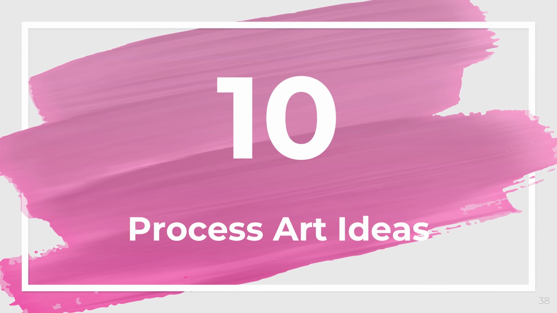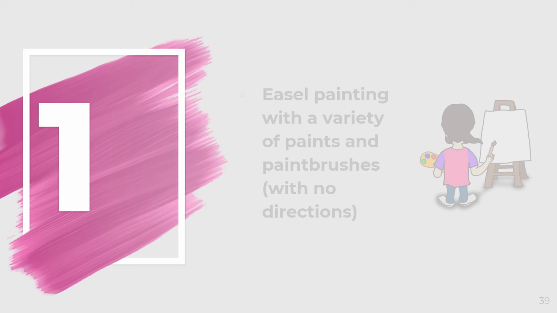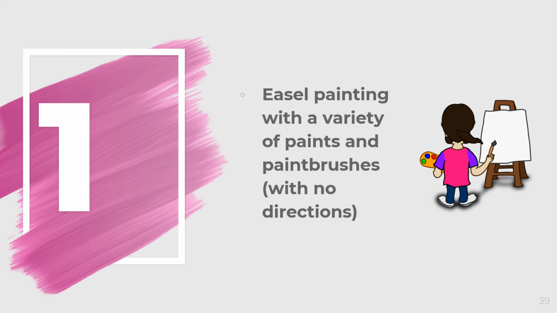All right, next we're going to look at 10 additional process art ideas. Number one is easel painting with a variety of paints and paintbrushes with no directions. So the child has the easel, they've got paint, they've got paintbrushes.